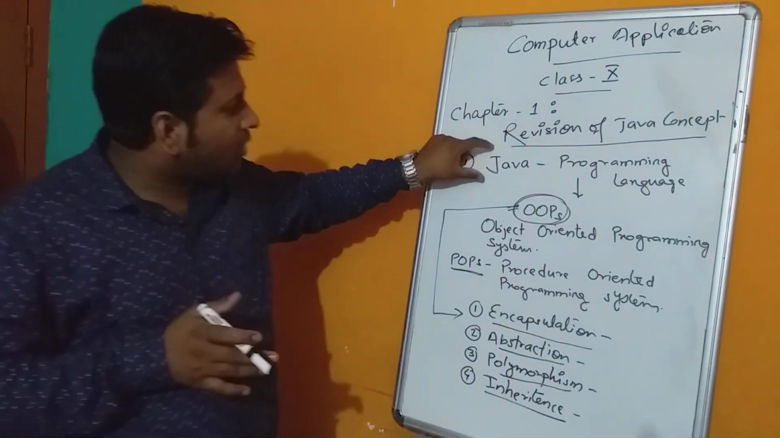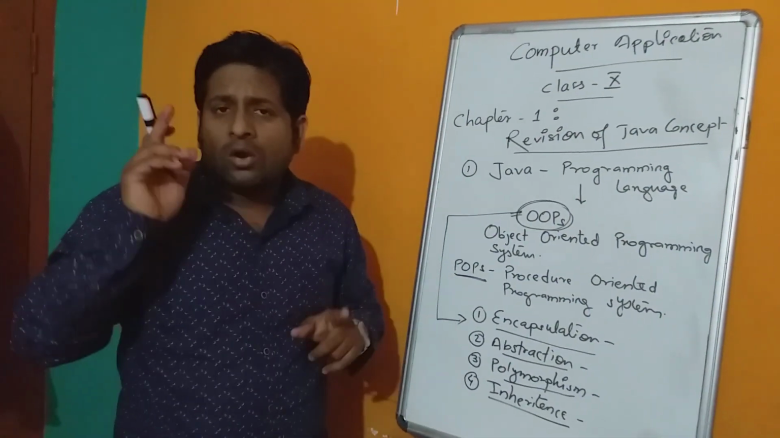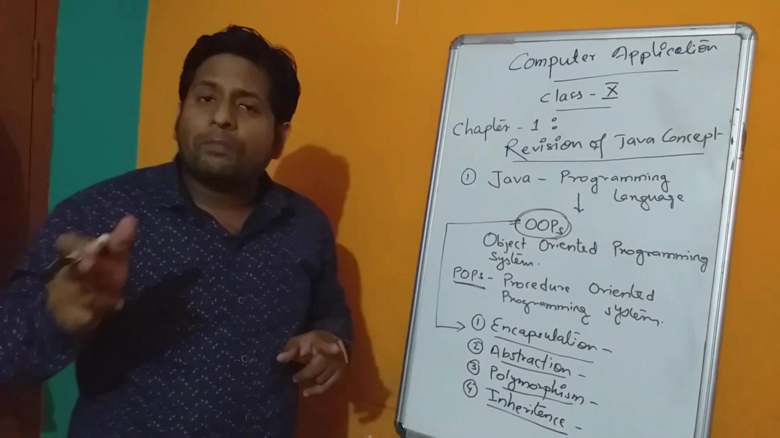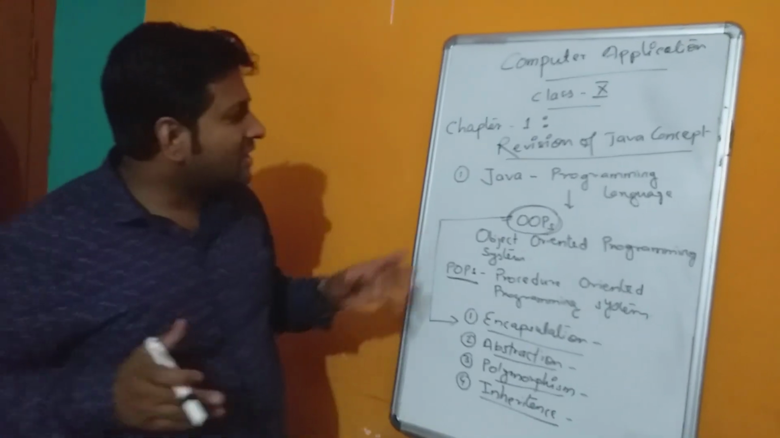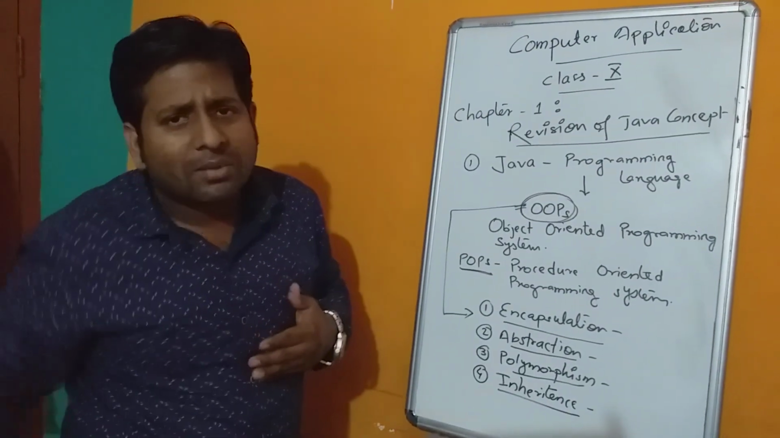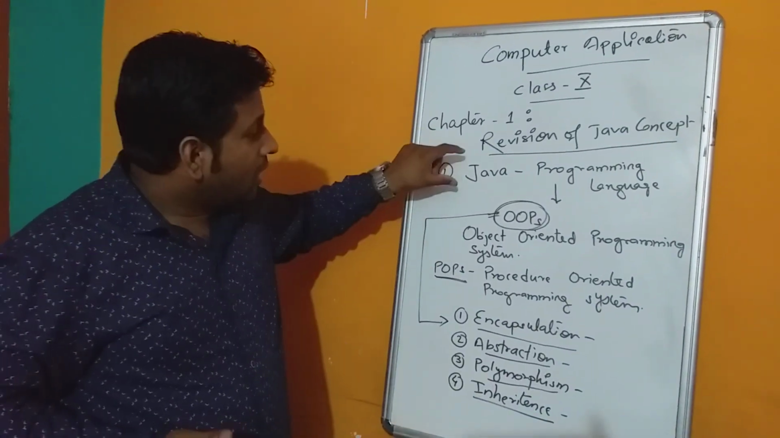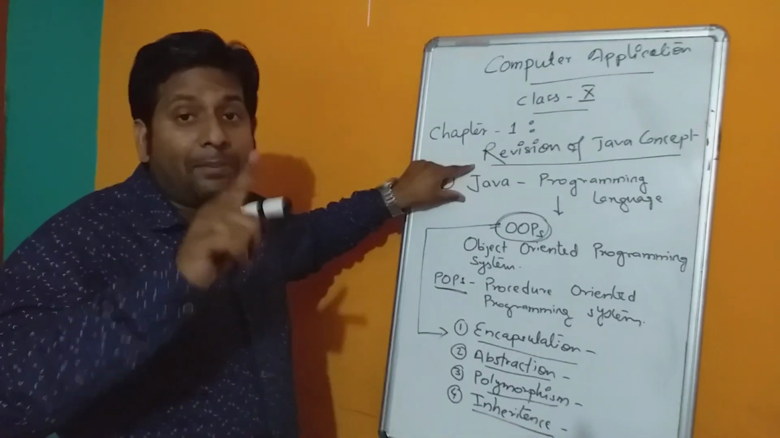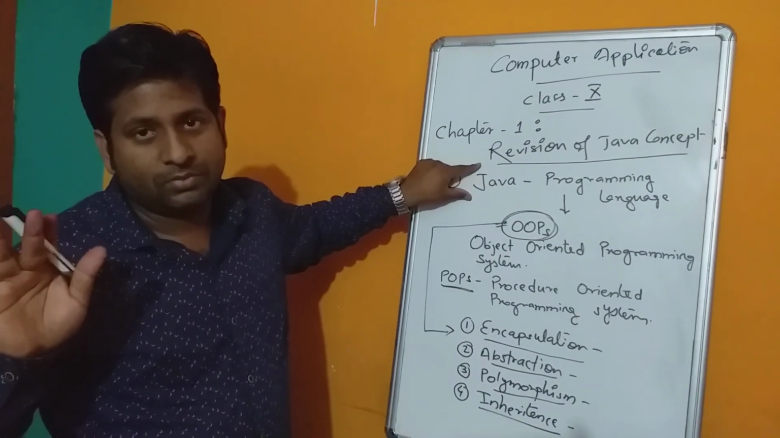Another part, Java is write once, run anywhere. It is a platform independent programming language. That means it can be run on any machine and it can be written on any other machine. But it is a case sensitive language. That means Java differentiates between capital and small letters.